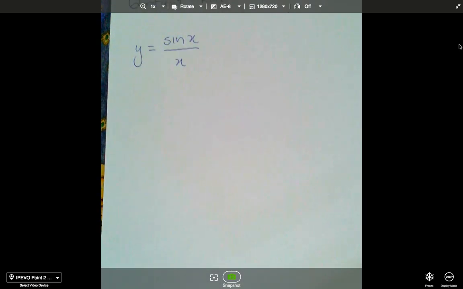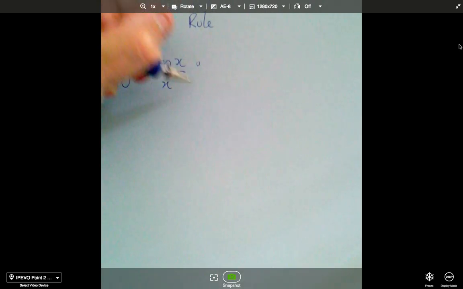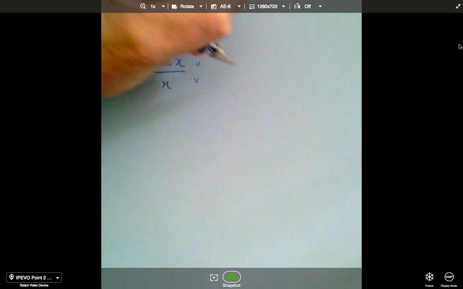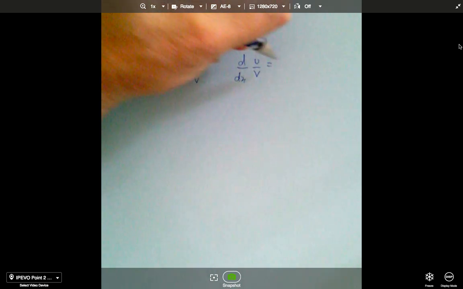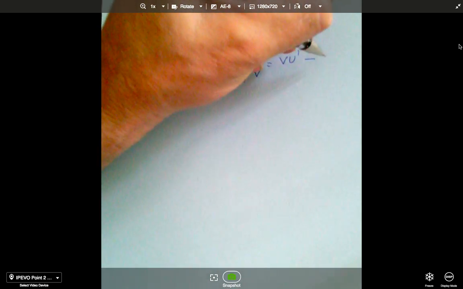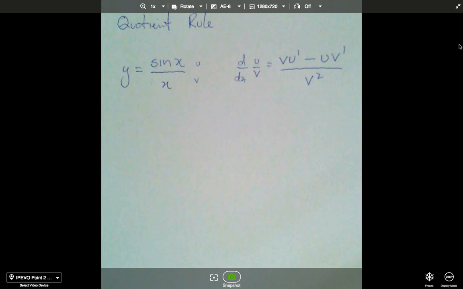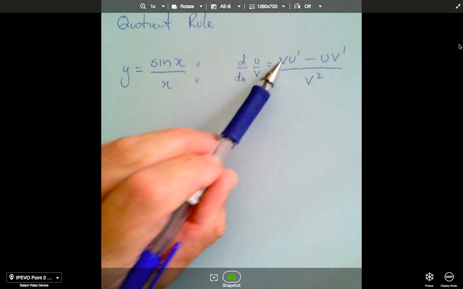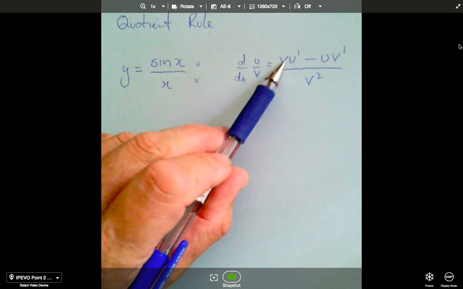The quotient rule. This is a quotient because we've got a quotient. The other one was a product rule because we had a product. So this is the quotient rule. Again, this is our u, this is our v. And we've got the derivative of u divided by v equals vu dash minus uv dash. We have to get the order right here, all over v squared. So again, they just swap, uv, vu, uv, and the derivative is always at the back. So v is the bottom one.